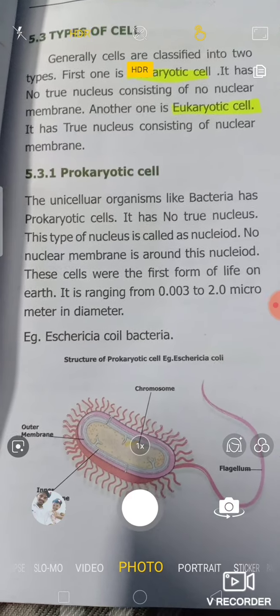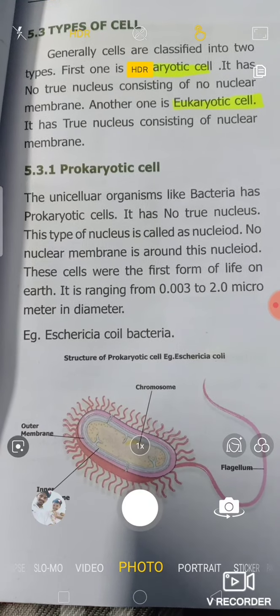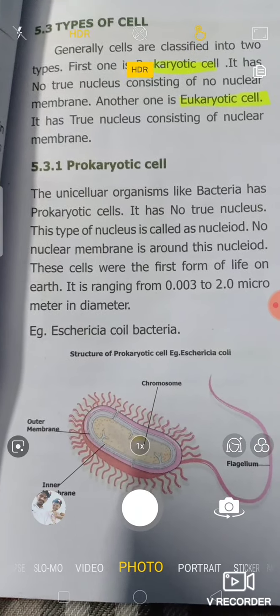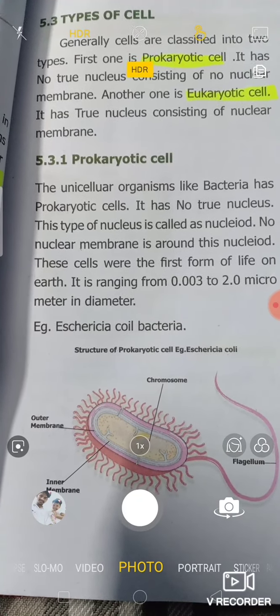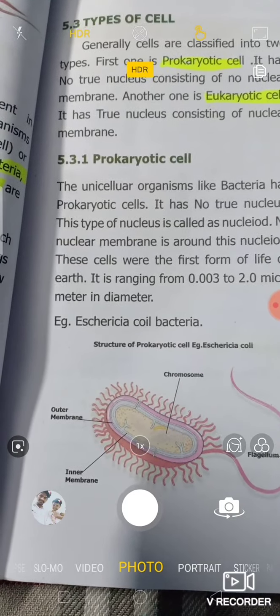These cells were the first form of life on earth. It is ranging from 0.003 to 2.0 micrometer in diameter. For example, Escherichia coli bacteria has been given.